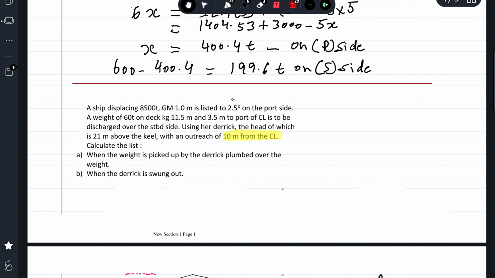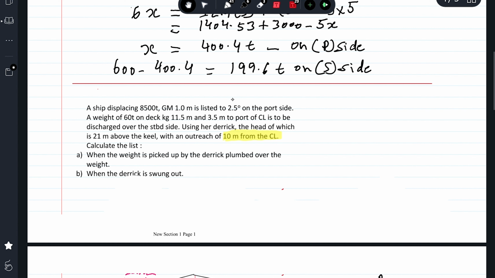A weight of 60 tons on deck, KG of the weight is 11.5 meters and it is 3.5 meters on the port side of the center line, is to be discharged over the starboard side. Okay, so the ship is starboard side alongside, the weight is on the port side. We have to pick up the weight and then swing the derrick and discharge it on the starboard side using her derrick, the head of which is 21 meters above the keel and outreach is 10 meters from the center line.